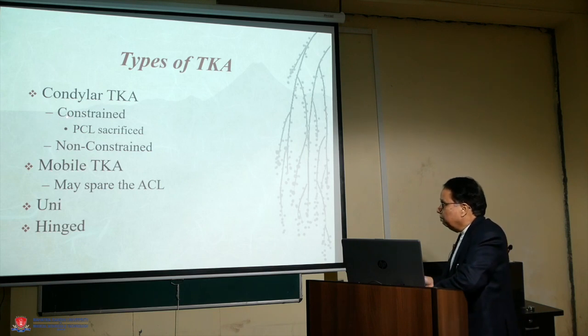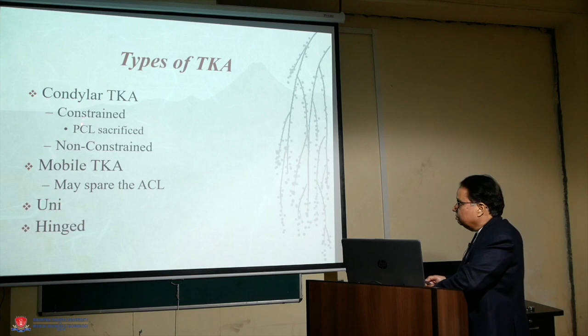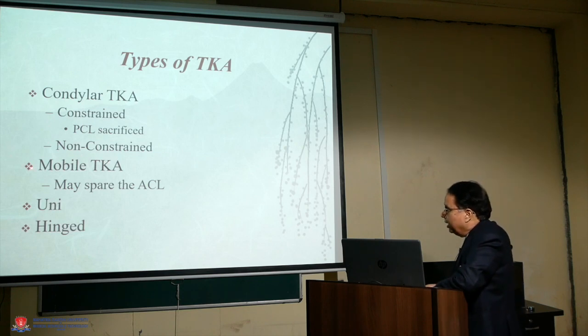Then PCL sacrifice. PCL used to be cut sometimes. Then there was non-constrained TKR. Then further mobile TKR has come. The tibial tray is made in such a way that it becomes mobile TKA. Then an era comes where ACL has been spared. Earlier we used to sacrifice it, but later on ACL sparing came.